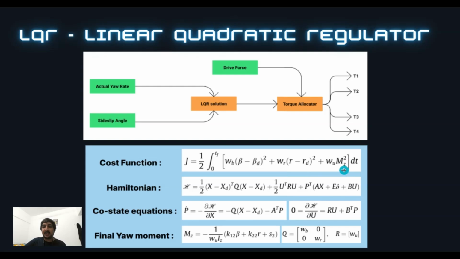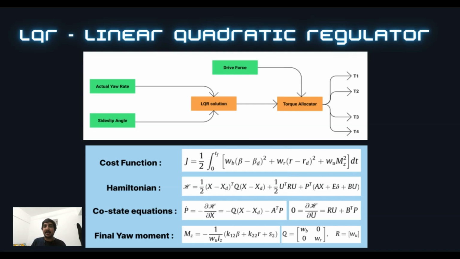We also wish to penalize control effort or the yaw moment, which in this case is denoted by Mz. And to minimize this cost function, we first form the Hamiltonian, which is a combination of the current cost and the future system, which is represented by these terms. And to solve this, we use the co-state equations. On solving, we have to use the solution of the Riccati equation to get the final yaw moment equation, as we can see below.